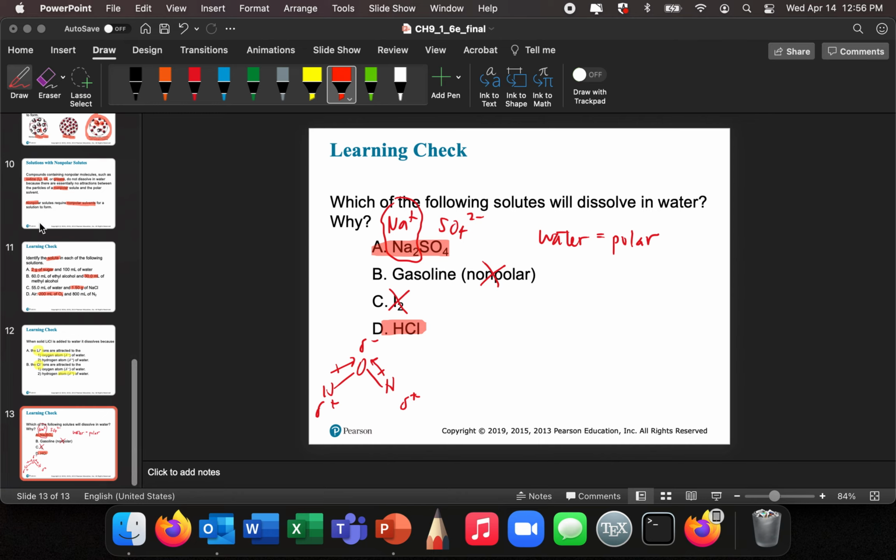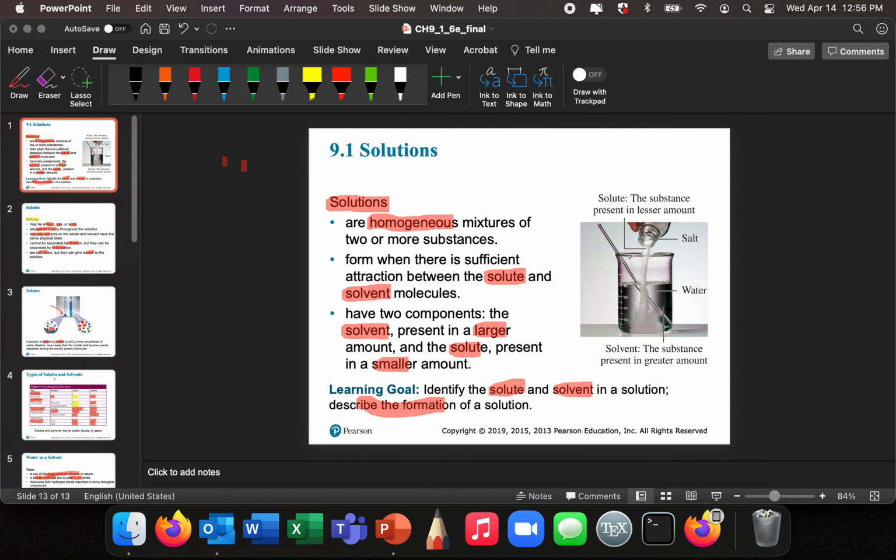Okay, so we have just now introduced ourselves to our solutions, and we've looked at solutes and solvents, what makes them, and how they're formed.